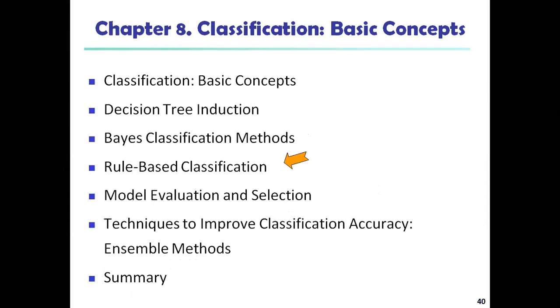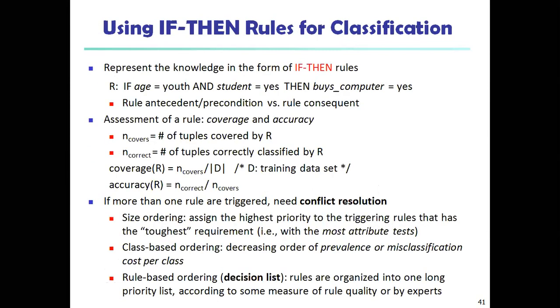Next one, model evaluation, that is rule-based classification. Here, rule-based classification depends completely on if-then-else rules, representing knowledge in the form of if-then rules. If the age is youth and the student is yes, then buys computer is yes. A rule has a precondition versus a rule consequent. Assessment of a rule: coverage and accuracy. N covers equals the number of tuples covered by R. N correct equals the number of tuples correctly classified by R.